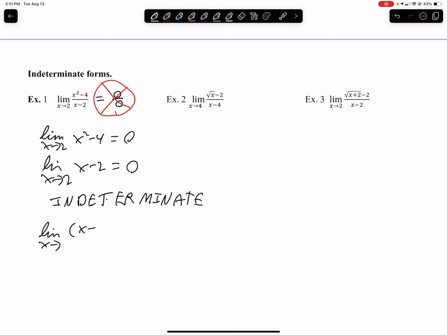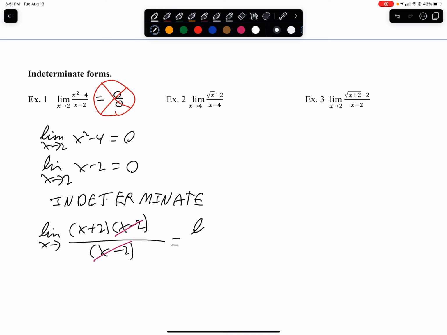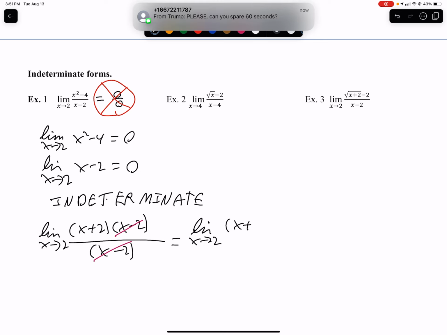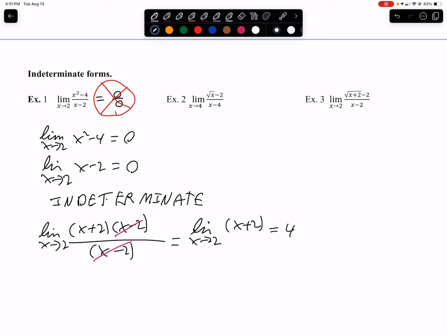The top factors to x plus 2, x minus 2. You should know that difference of 2 squares. And you will notice that these cancel out. And in essence, this function is the limit as x approaches 2 of x plus 2, and using the polynomial rule, you get 4. Okay, so that's your answer.